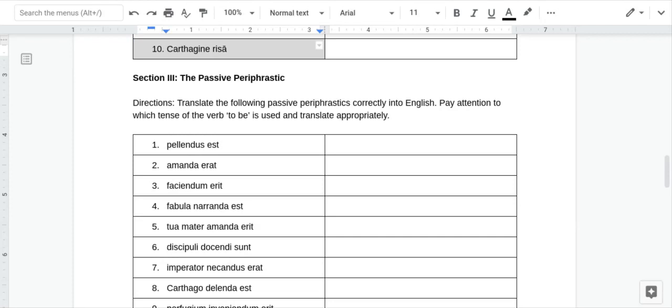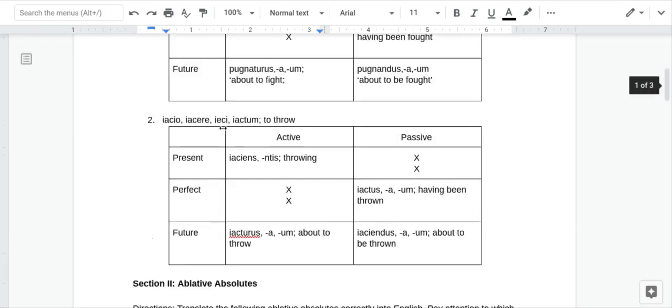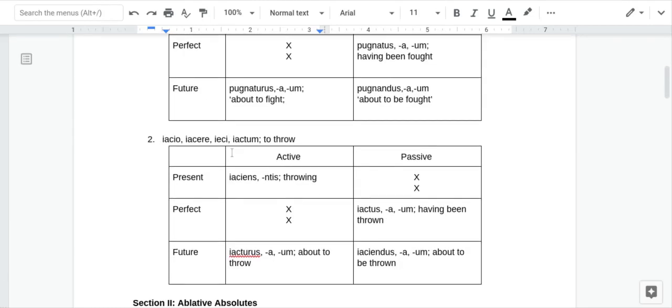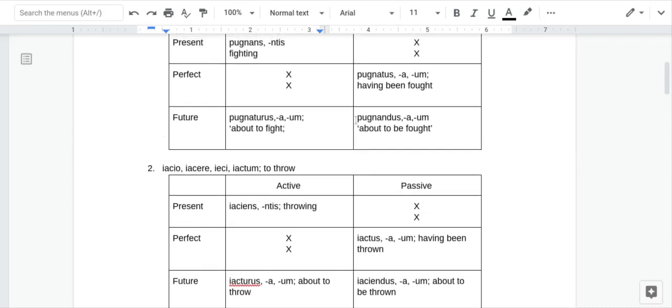All right, here we go with the passive periphrastic. All of these feature the future passive participle, which in the chart we say is "about to be," but it has other uses that occur in the language. It doesn't always translate as "about to be."